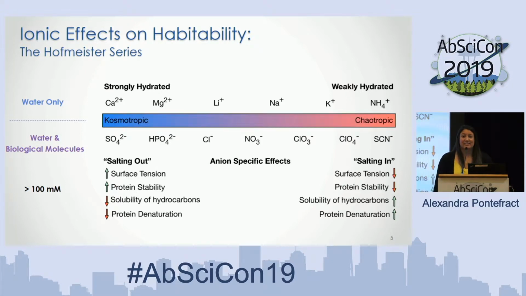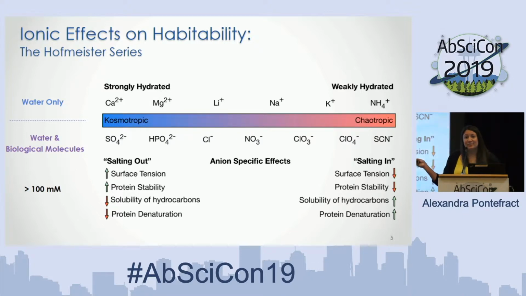This is actually not anything new. It was first published in 1888. It's a little bit complicated. Just looking at the anions on the bottom, these are ordered from cosmotropic, which are stabilizing, to chaotropic, destabilizing. And this is both for how they affect the structure of water and different biological molecules, specifically proteins and lipids. So these cosmotropes here can salt out proteins in solution, but they'll do the opposite thing for DNA, whereas these are going to destabilize proteins in solution.